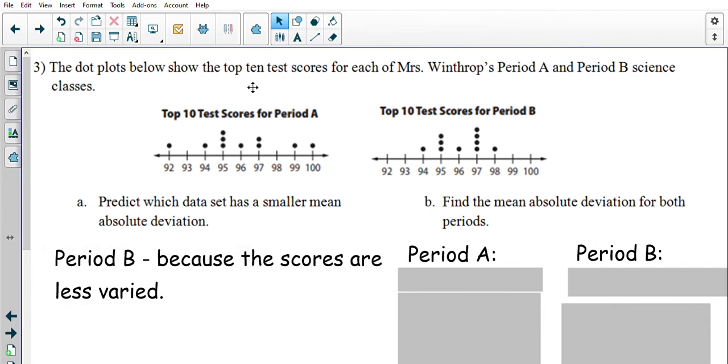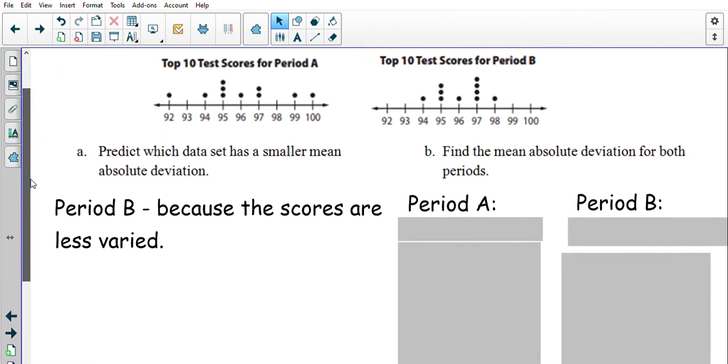So if you said period B, that makes sense because the scores for period B are much less varied. They're all pretty close together. Whereas when you look at period A, they're a little bit more spread out. I've got a 99 and a 100, but I also have them pretty spread out over all these values instead of clustered right in the center or towards the higher or lower end. So let's find the mean absolute deviation for both periods.